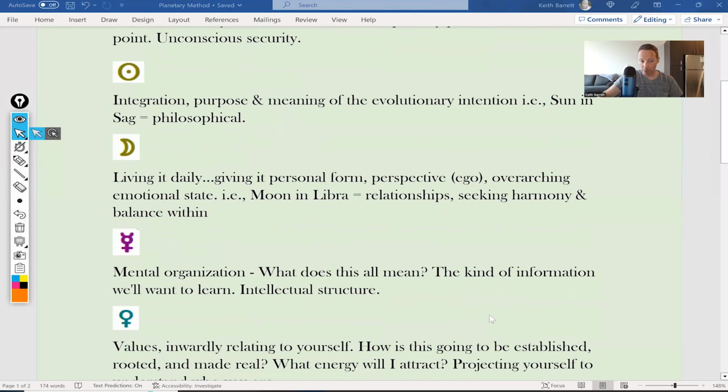Then we move out to Mercury. Mercury is how am I mentally constructing this? What kind of information am I going to want to learn to continue to become empowered in this Pluto and the polarity house of Pluto? What's my intellectual structure? How do I communicate? We'll look at the sign and the house placement of Mercury, which will give us information on how you are experiencing this energy.